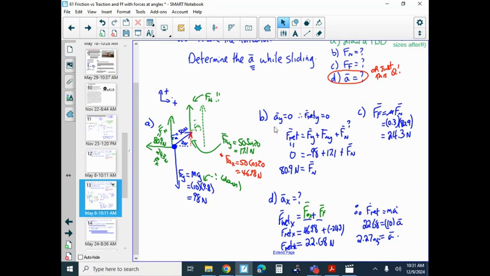Knowing the acceleration in the y direction is 0, we know our net force is 0. We've got our gravity. We've got our applied force component upwards, right? And solve for the normal force. And then get the friction force.